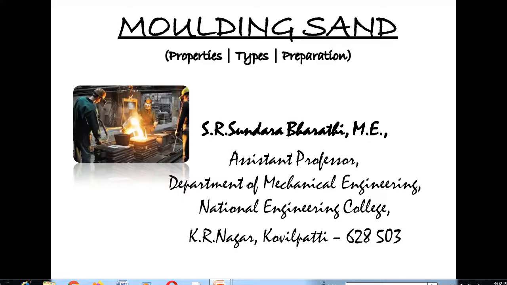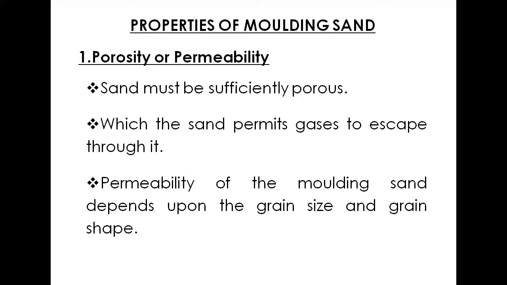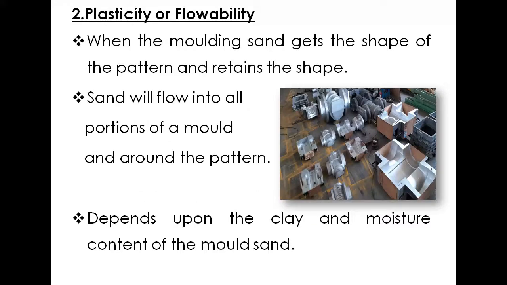Good morning to all. In this class we will discuss molding sand properties, types of molding sand and molding sand preparation. First we will discuss the properties of molding sand. Porosity or permeability. The molding sand must be sufficiently porous. Each and every particle has pores. These pores help send the gases from inside the molding box to the outside environment. The permeability of molding sand depends upon the grain size and shape of the particles.